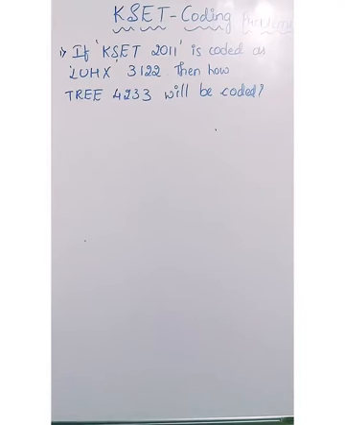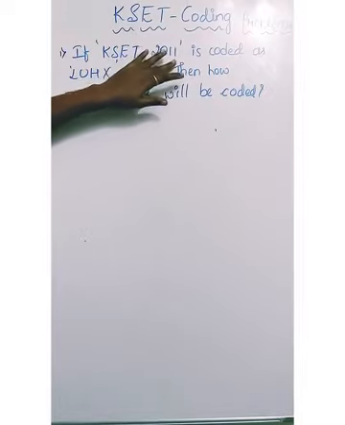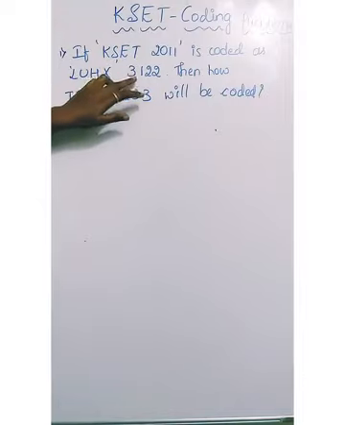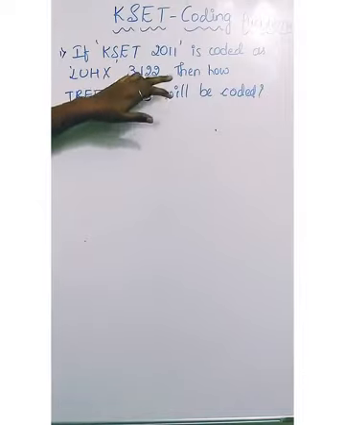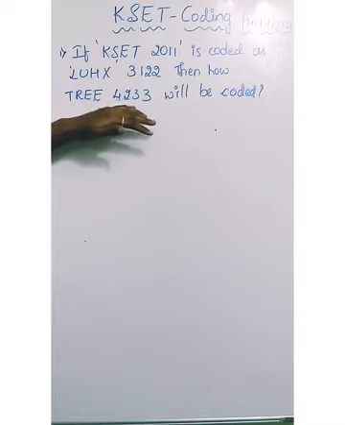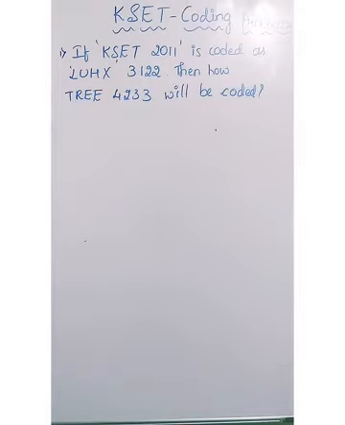The question I have chosen is: if KSET 2011 is coded as LUHX 3122, then how will TREE 4233 be coded? Now, how is this problem going to be solved? I will explain it to you in detail.